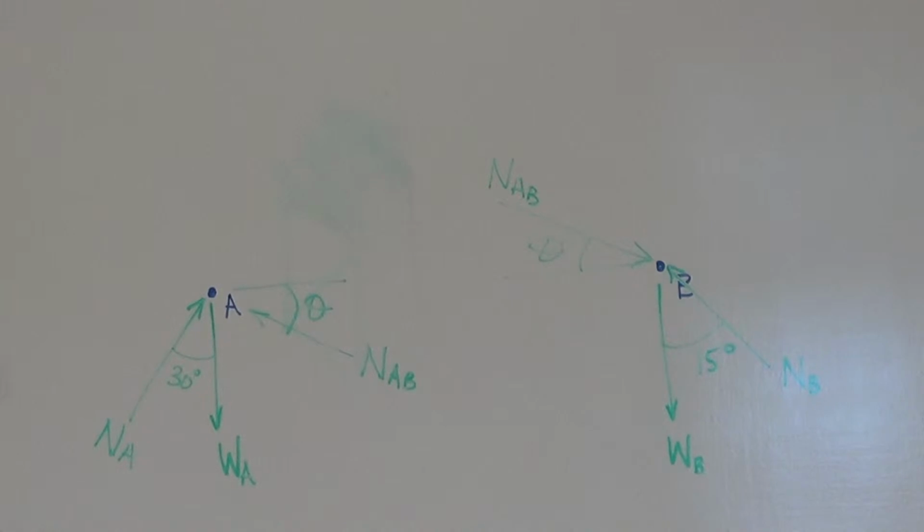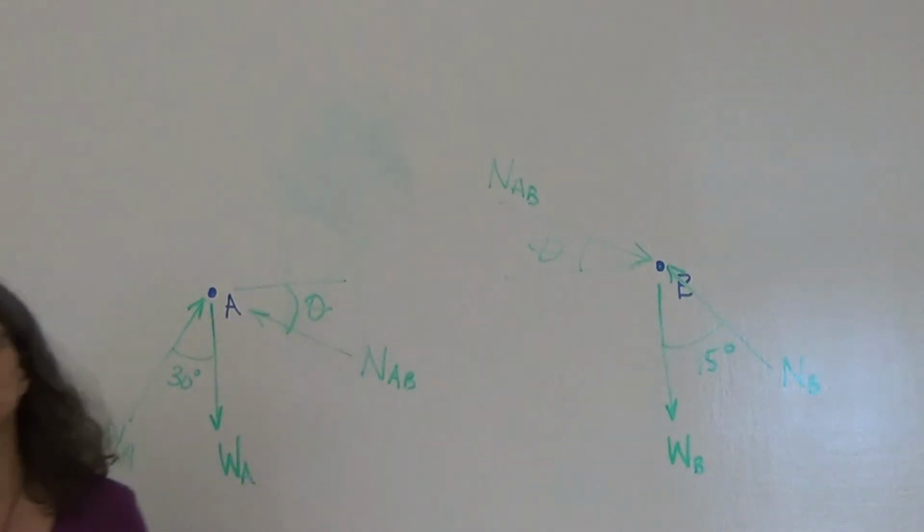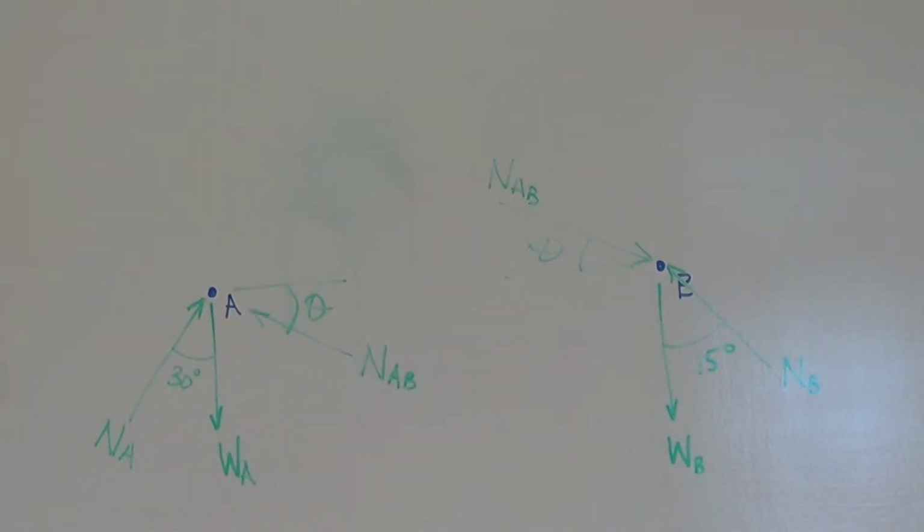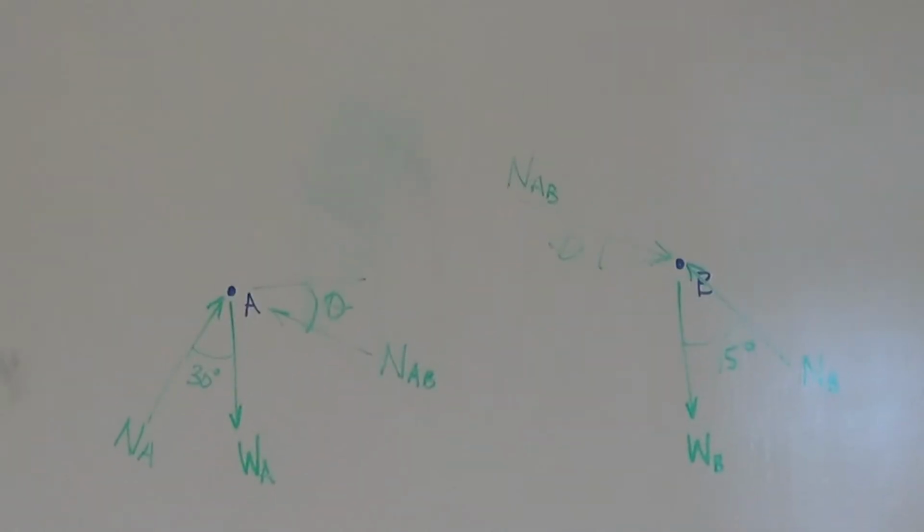So Jose, if NAB on this one is drawn up to the left, why is this one drawn down to the right? So give me your hand. I'm pushing down that way and you're pushing up this way. We're equal and opposite, right? So if one is going up to the left, one's got to go down to the right.